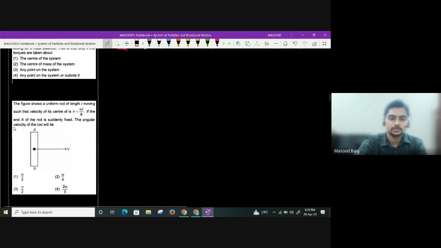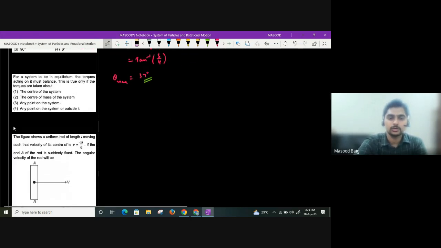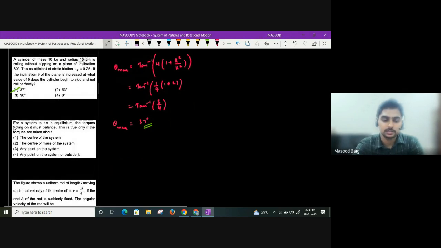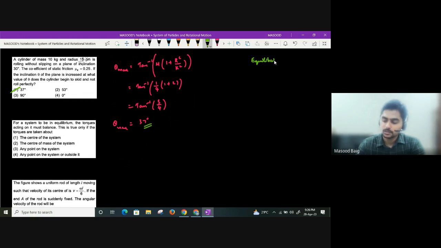Let's see the next question, guys. For a system to be in equilibrium, the torques acting on it must balance. This is true only if the torque is taken about any point, guys. Now, whenever we talk about equilibrium, as I've said before also, till work energy power we will focus only on which equilibrium? Translation equilibrium. There are two types of equilibrium in general. What are those? First one will be translational equilibrium. The other one will be rotational equilibrium, guys.